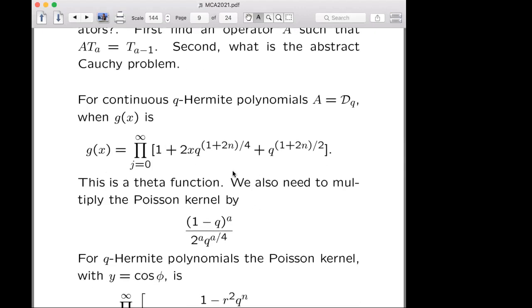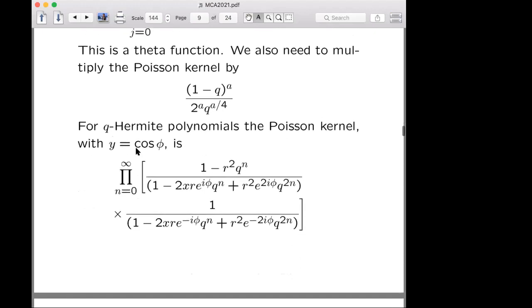And you multiply the kernel by this for some reason, because if you don't, the operator doesn't become the q, it becomes something depending on the semigroup parameter, which is certainly a disaster. So if you modify it by multiplying by a certain factor, then the A is indeed D_q.